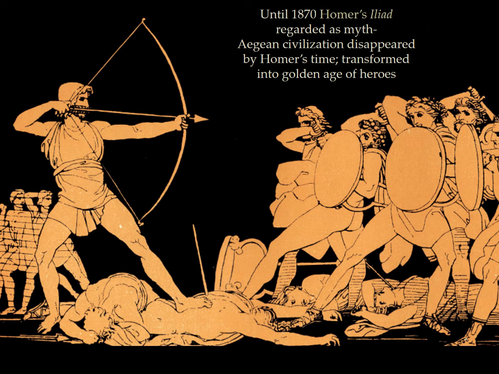The heroes of this generation are recounted in Homer's Iliad and Odyssey, and it wasn't until 1870 that they were regarded as anything except for myth. The Aegean civilization that we'll discuss today disappeared by the Archaic period and the poet Homer's time, so these individuals were transformed into a golden age of heroes, not thought to be flesh and blood and historically living individuals.